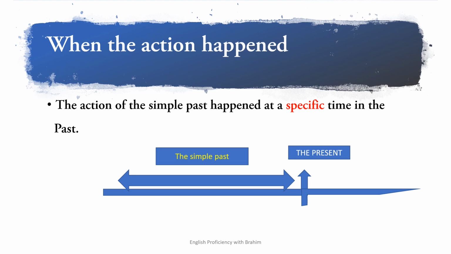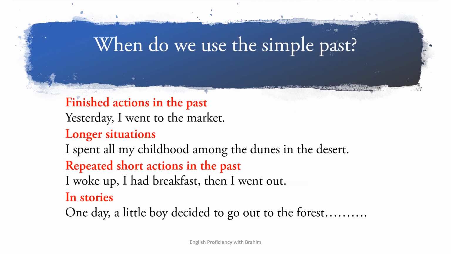So when do we use the simple past? Normally, we use the simple past when we have an action that happened in the past and it's finished, and we don't have anything else to say. We just want to inform the speaker or the listener or the reader about a situation that happened in the past. No more, no less.